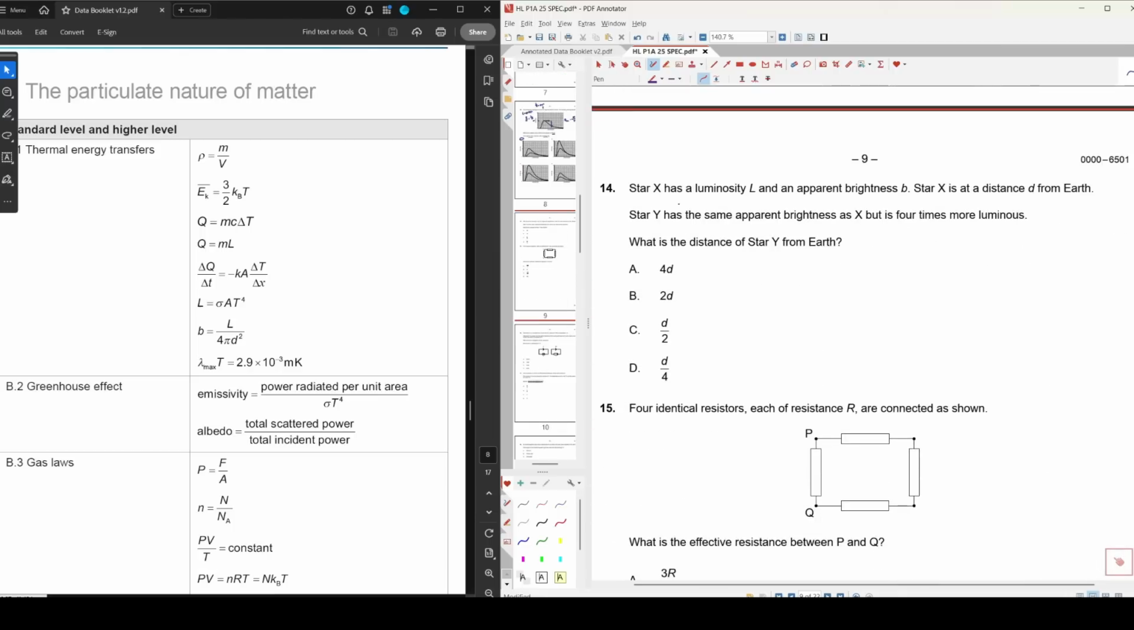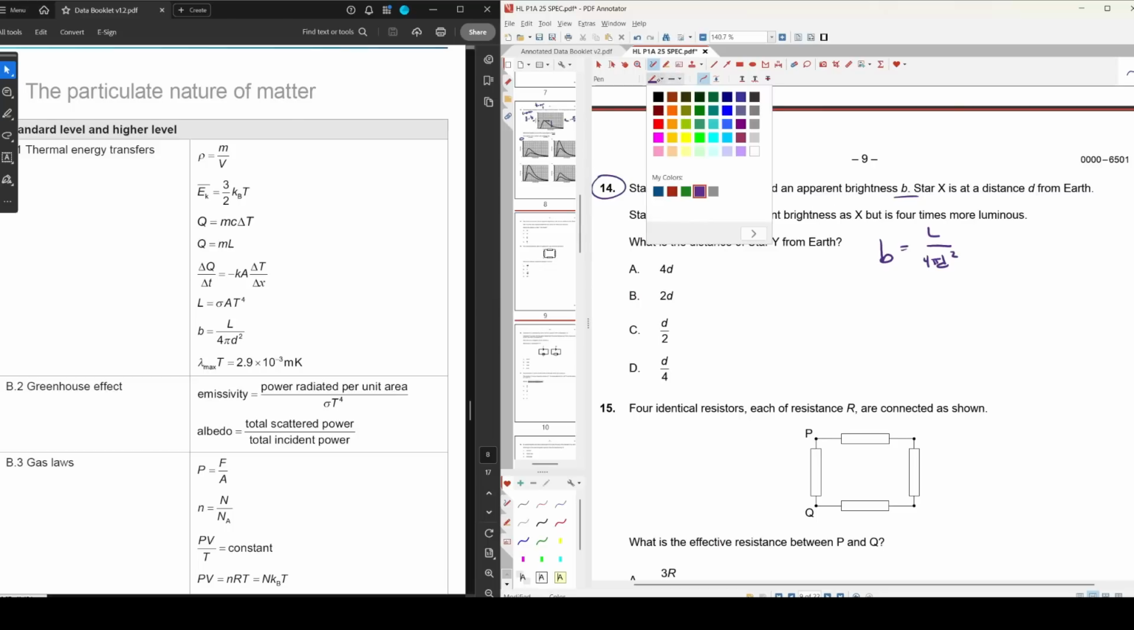All right, 14. We got a luminosity and apparent brightness. I'm immediately like, here's my equation for apparent brightness. So I'm going to think about that. And it's another ratio problem. Beautiful. All right, again, if I'm doing the paper one, I'm highlighting this question. I might try this on the first pass if I can do this kind of quick. You can do this with the full-on ratio method. Let's see if we can do the sloppy quick ratio method.